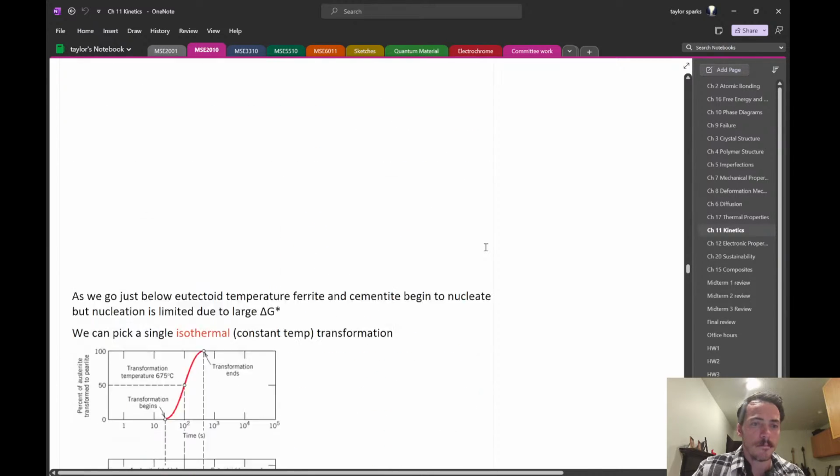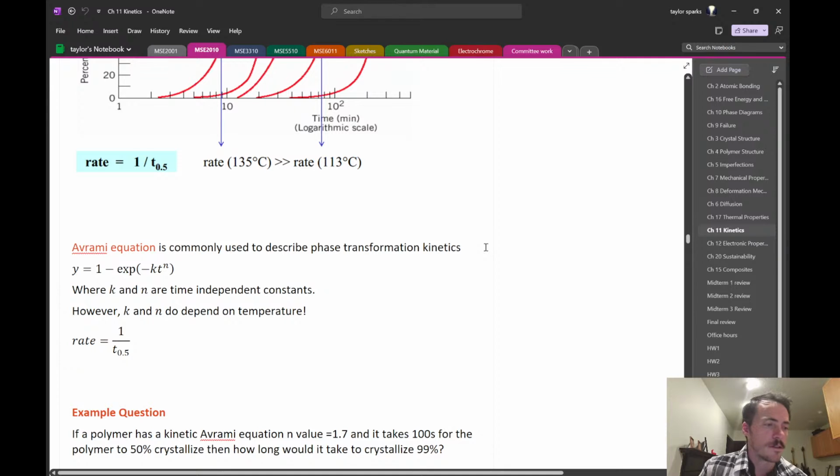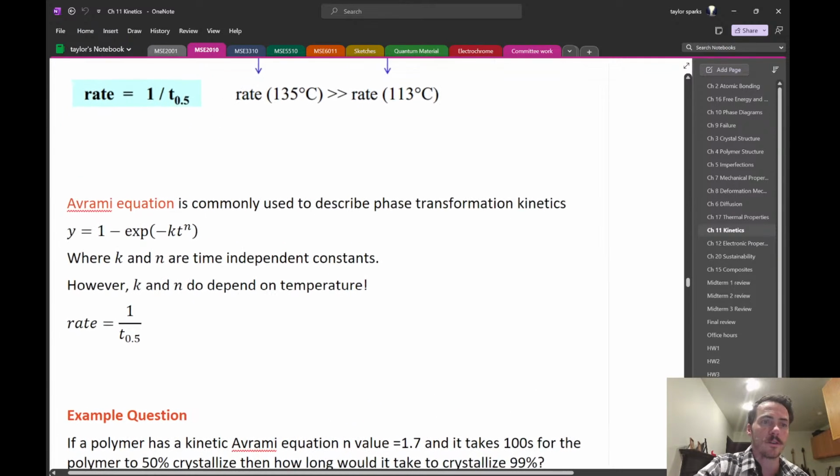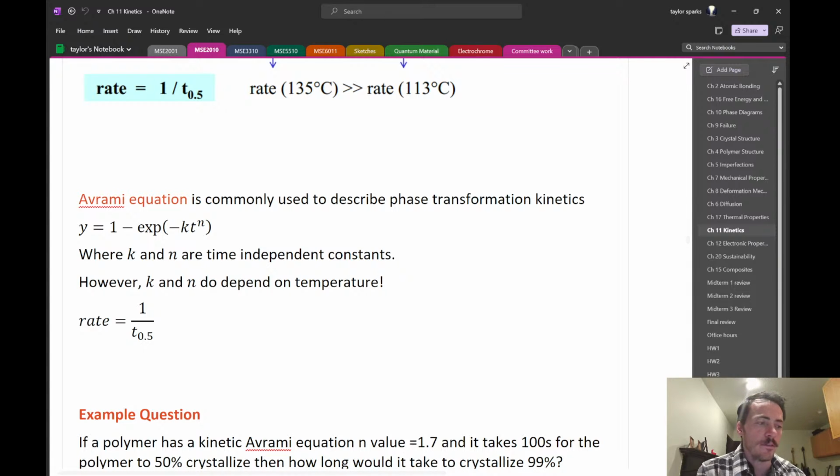Let's find the equation right here. Here's the equation that we learned about in the course. It says that y is equal to 1 minus the exponential of negative kt raised to the n, where y represents the fraction that has been transformed. If the Avrami equation is unmodified, it starts from 0% transformed and goes all the way to 100% transformed, so it goes from 0 to 1.